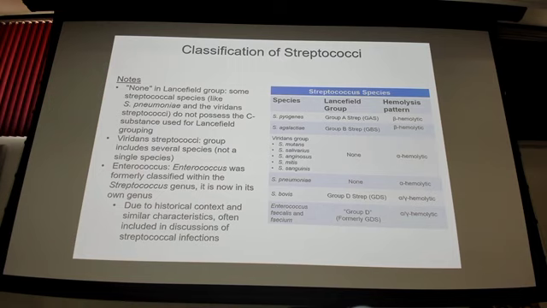A few more notes. I had mentioned that not all Streptococcus species have that C substance in their cell wall, right? So if you see something that says none, like the viridans group, there's no Lancefield group associated with the viridans group because they don't have that C substance. So that's what that means. And same for Strep pneumo, unfortunately. It doesn't belong to a Lancefield group.